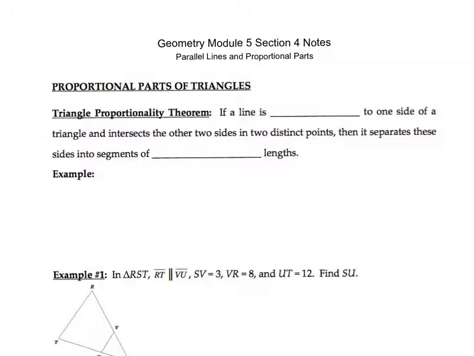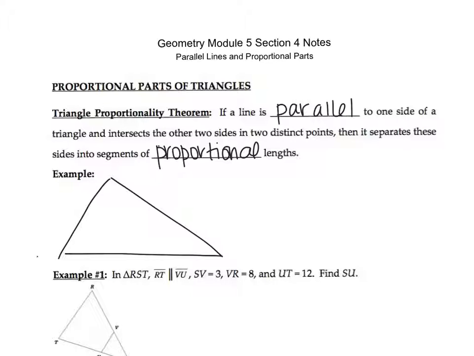In section 4, we're going to talk more about parallel lines and proportional parts, specifically in triangles. To start off, we're going to talk about a theorem called the triangle proportionality theorem. It states that if a line is parallel to one side of a triangle and intersects the other two sides in two distinct points, then it separates these sides into segments of proportional lengths.